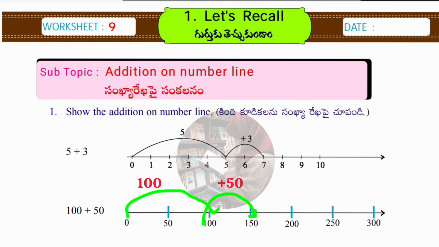Then the second one, 100 plus 50 is 150. First move up to 100, then 50, so touch the line at 150, because 100 plus 50 is 150. So are you getting my point? In this way you have to show the addition on this type of number line.